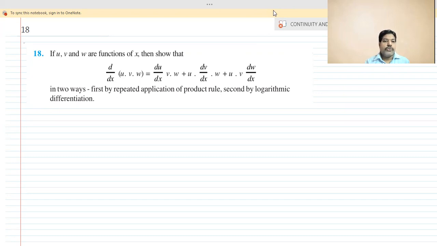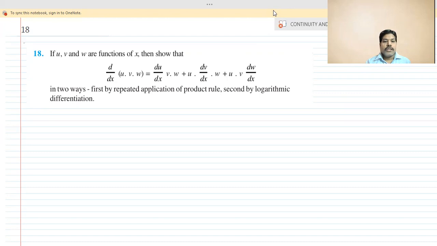If u, v, w are functions of x, then show that the derivative of u v w is equal to the first function's derivative into the remaining two functions, plus the second function's derivative into the remaining two functions, plus the third function's derivative into the remaining two functions. We already used this formula in the previous question.